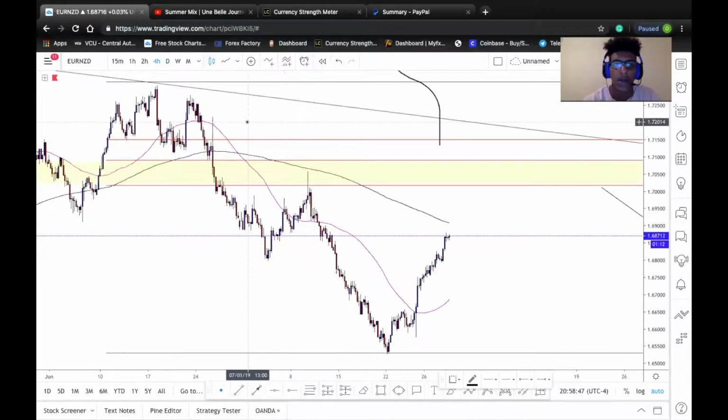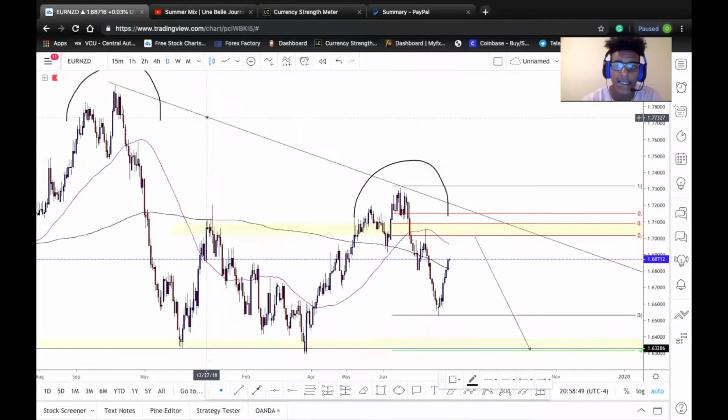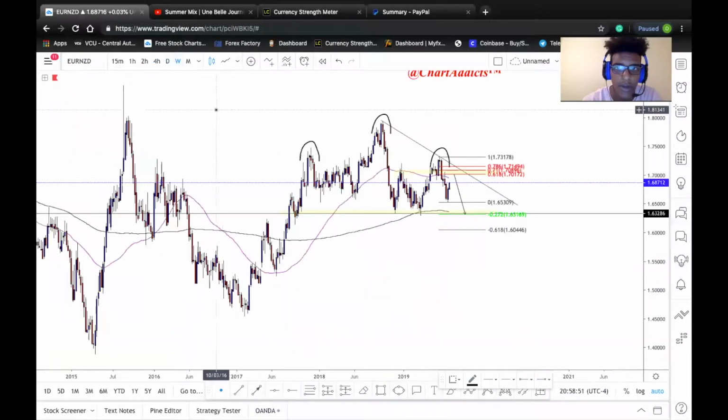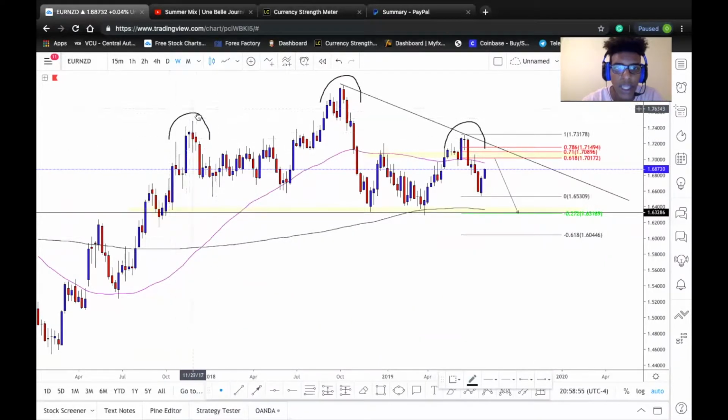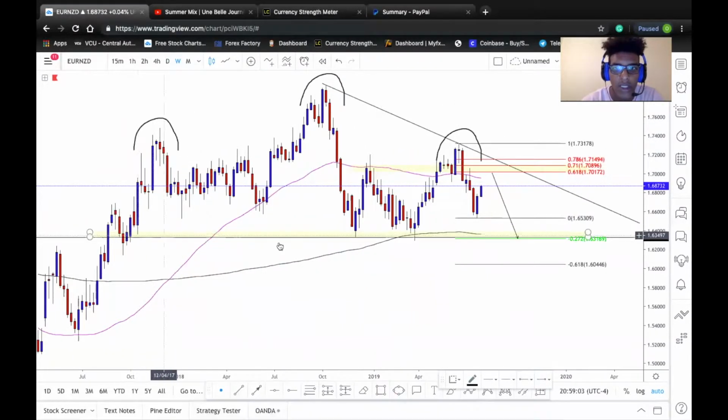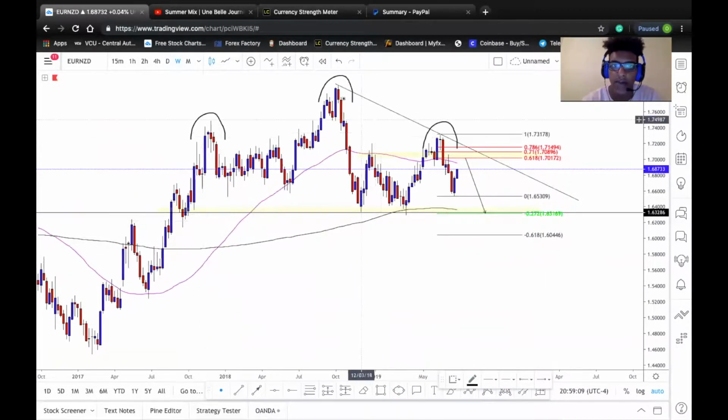Euro JPY, Euro NZD, really liking this setup on a higher time frame. Going off a higher time frame, you guys can see we have a potential left shoulder, head, and right shoulder that is created. We have a well-respected neckline, and essentially we have a trend line, 1-2 touches on this trend line.